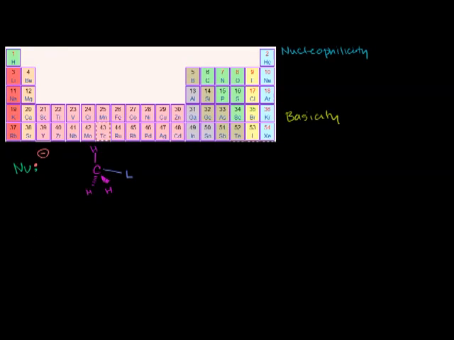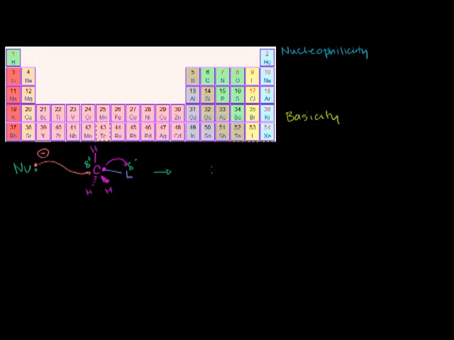And in an SN2 reaction, the nucleophile will give this electron to the carbon. The carbon has a partial positive charge. The leaving group has a partial negative charge because it tends to be more electronegative. So this electron is given to this carbon, and simultaneously this electronegative leaving group is able to completely take this electron away from the carbon. And then after you are done, it looks like this.